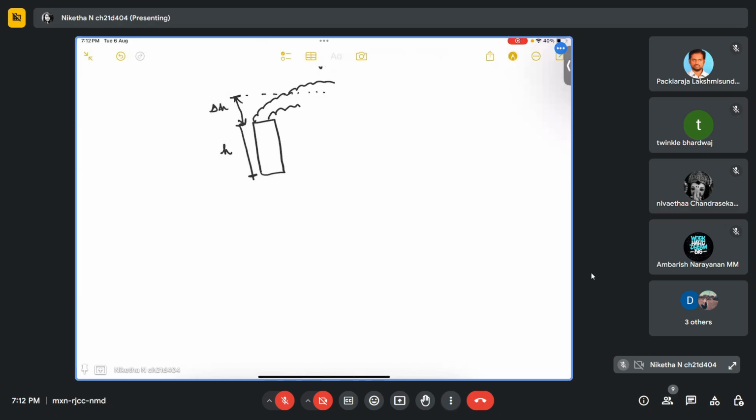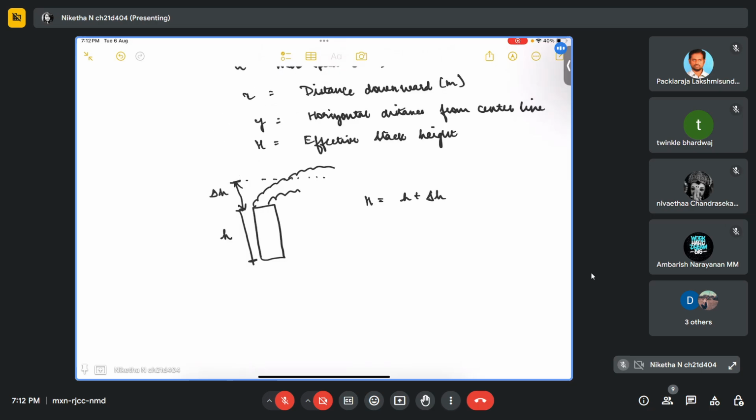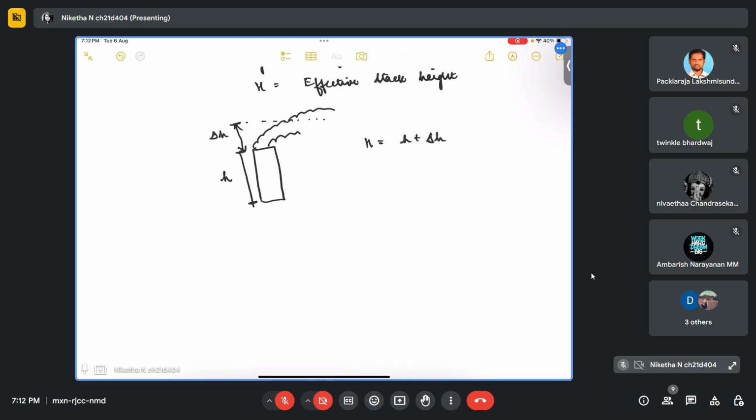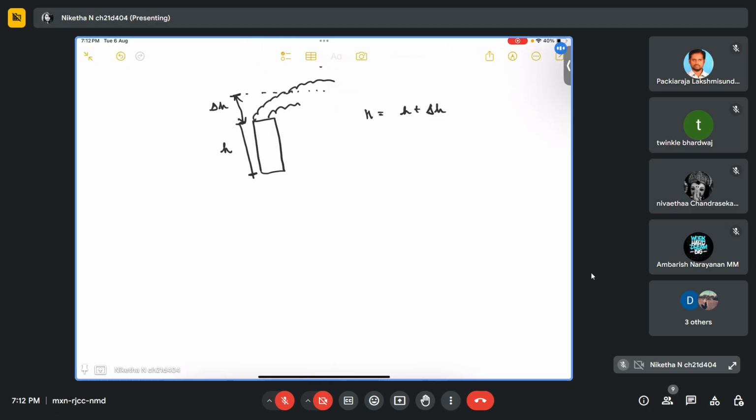So your effective stack height is a combination of the actual stack height plus your plume height. So this is your effective stack height. Now to calculate your plume height, you can use many formulas. So one of them is the Holland's formula, which was discussed in the lecture.